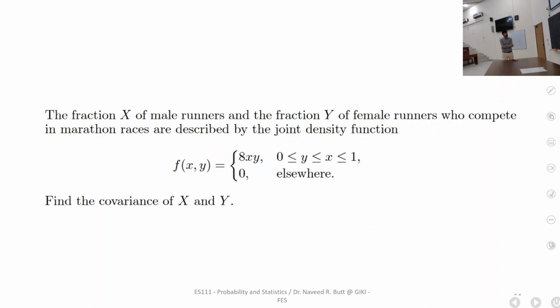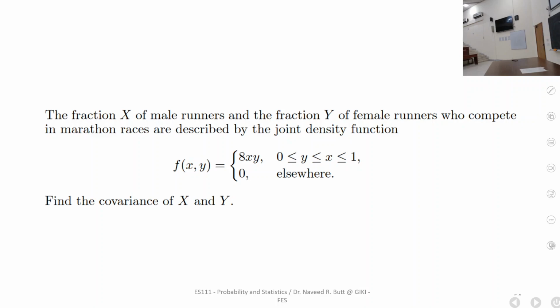Fraction of X male runners and Y female runners who complete marathon races are described by a joint density. So, of the males who participate in a marathon, what fraction of them complete the race? Let's say maybe 80% of them complete the race. That's the fraction, 0.8.